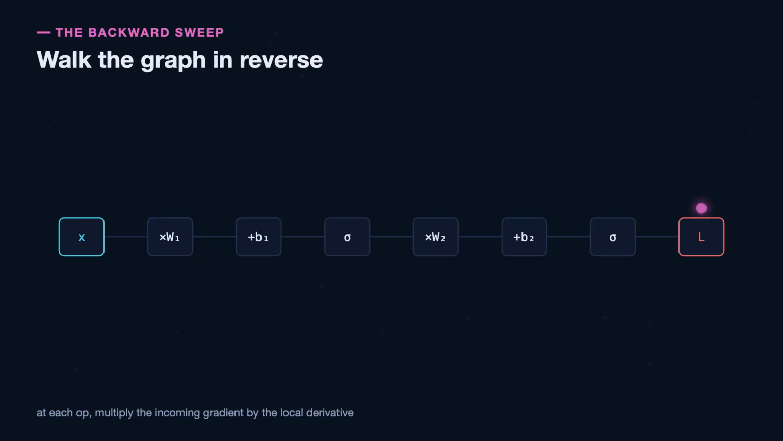Now the heart of it. We start at the loss at the very end of the network and we walk the graph backward. At each operation, we take the gradient that arrives from the layer above and multiply it by that operation's local derivative. That single multiply carries the gradient one step further back. We repeat it operation by operation, layer by layer, until the gradient has flowed all the way to the very first weight. One backward sweep, every gradient.